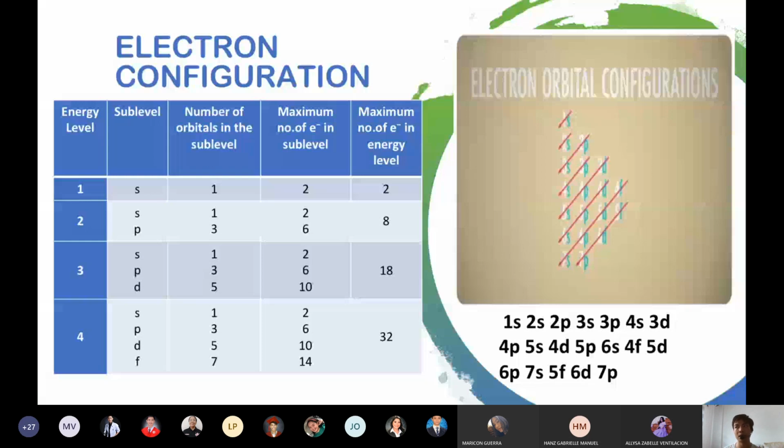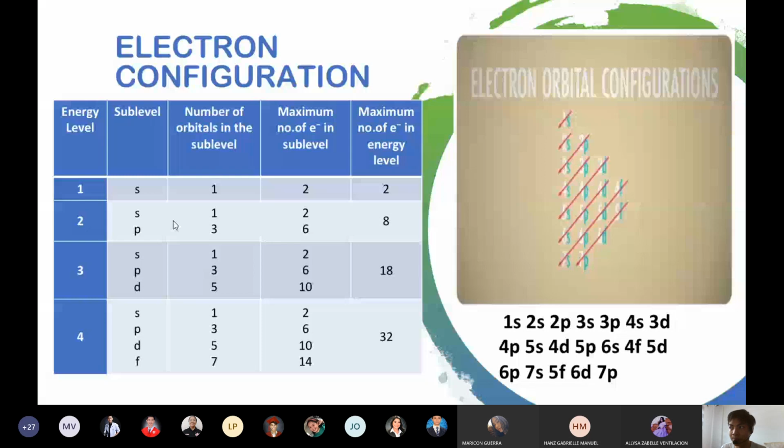And then we also knew that for every energy level, you can hold a different number of electrons, due to the fact that iba-iba yung orbitals na available. So for energy level 1, dalawa lang pwede. For energy level 2, 8 lang. For energy level 3, 18, then 32 for energy level 4, so on and so forth.